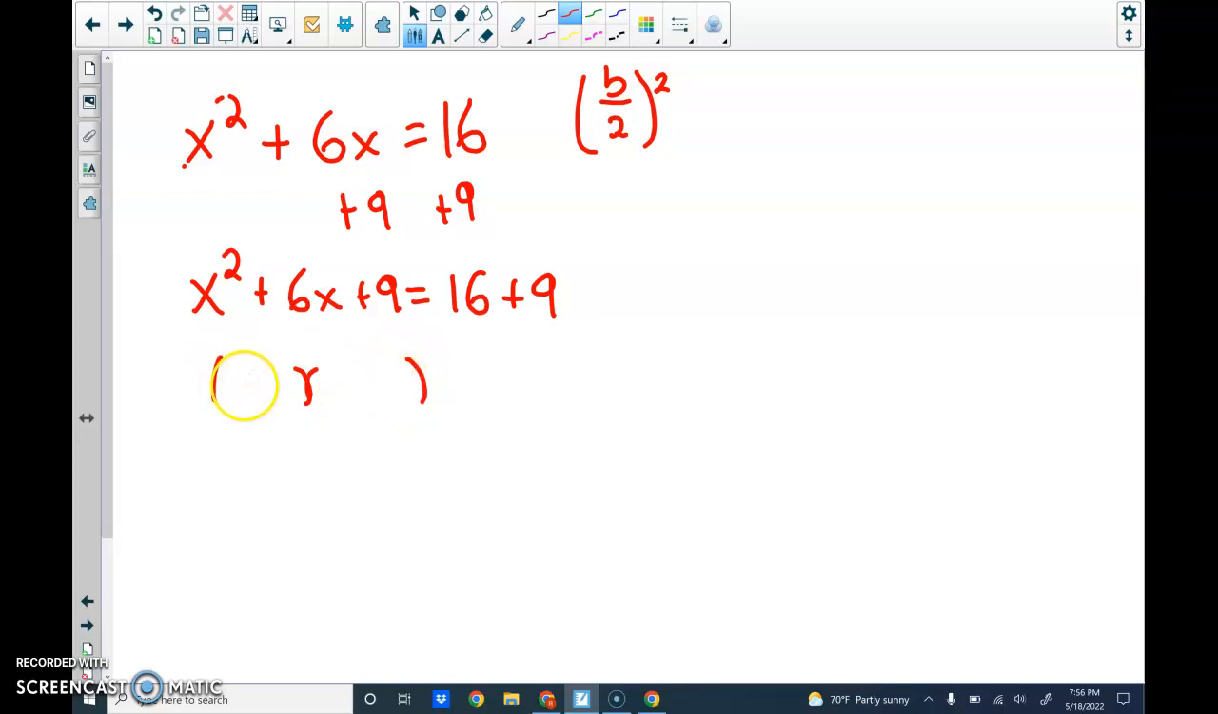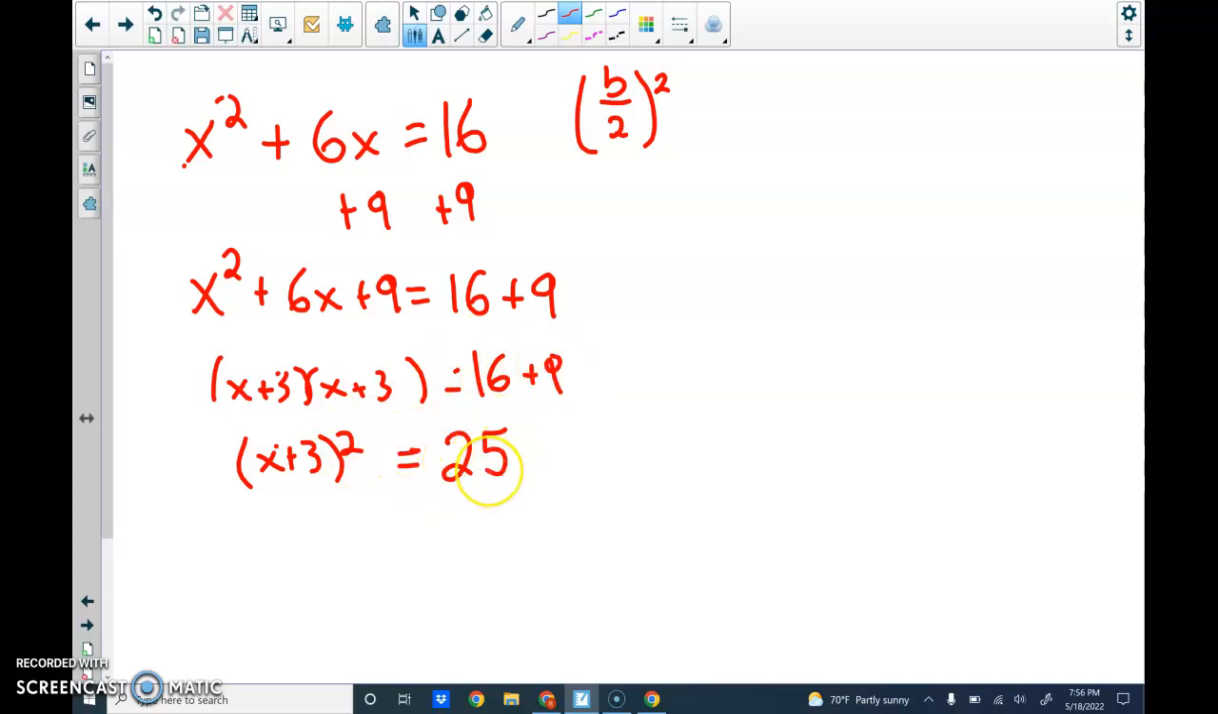So I'm going to simplify this a little bit. So x squared plus 6x plus 9 is really the same as x plus 3 times x plus 3, which is really the same as x plus 3 squared. And then on this side, we still have our 16 plus 9. Now I'm going to simplify that 16 plus 9 into a 25, because that's what 16 plus 9 is. So I'm left with x plus 3 squared equals 25.